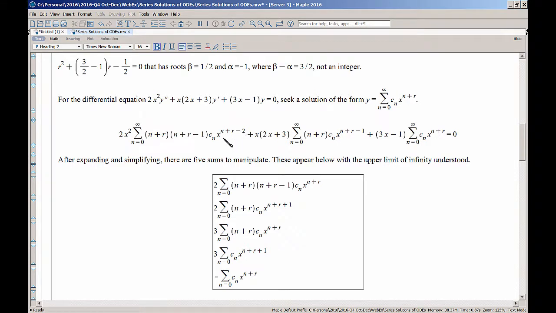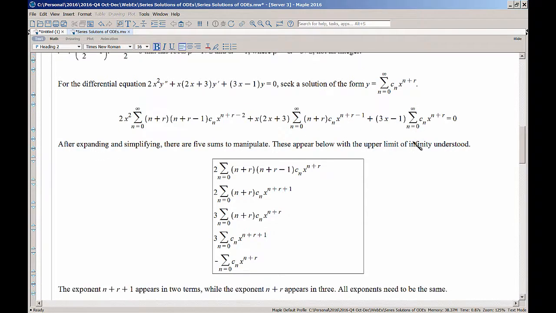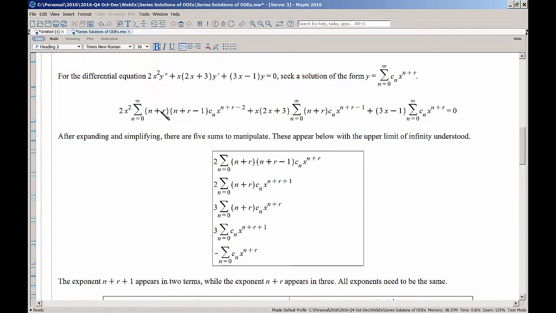For the second derivative term, you have n plus r, times n plus r minus 1, x to the n plus r minus 2. For the first derivative, you get n plus r, x to the n plus r minus 1, and this is the no derivative term. Notice that n equals 0 remains the starting point because these were n plus r, not n.